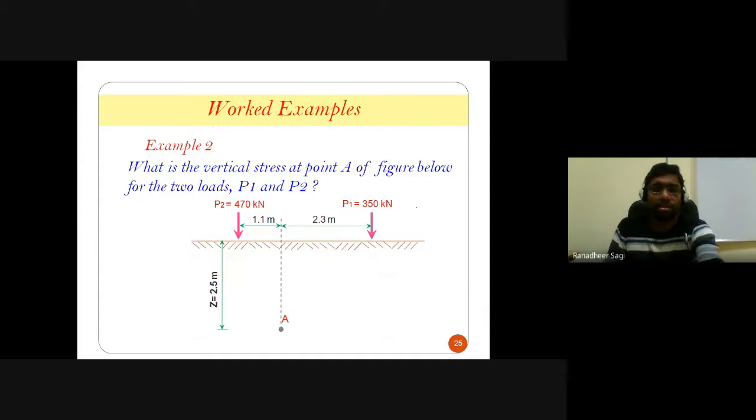Here are some examples which you can take up. These are direct examples. We don't have any technicality involved in solving them. You have 2 point loads acting on the ground, and due to those 2 point loads, we are required to calculate how much vertical stress is getting developed at point A, which is below the ground.